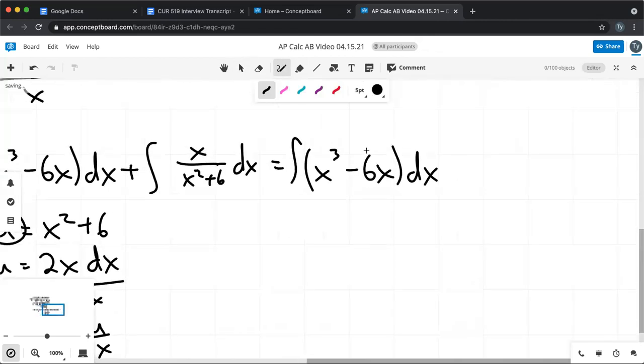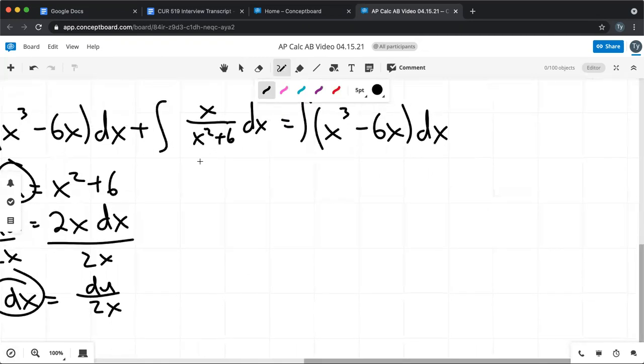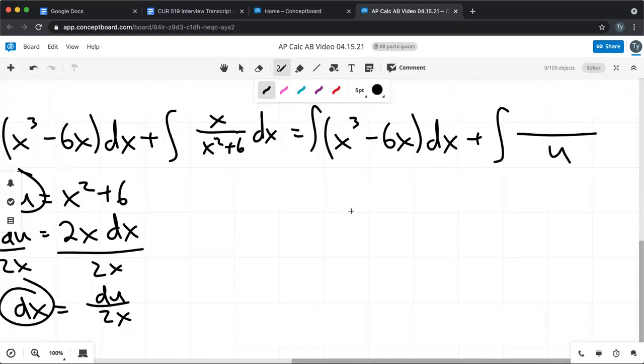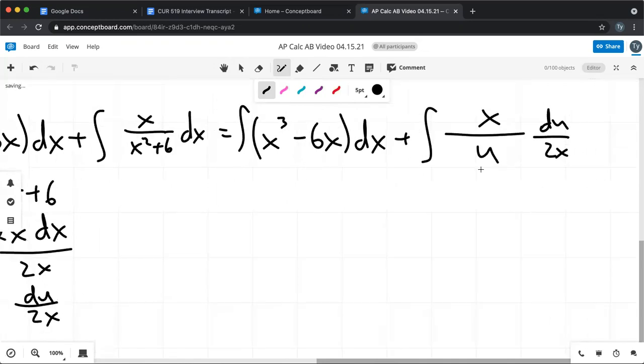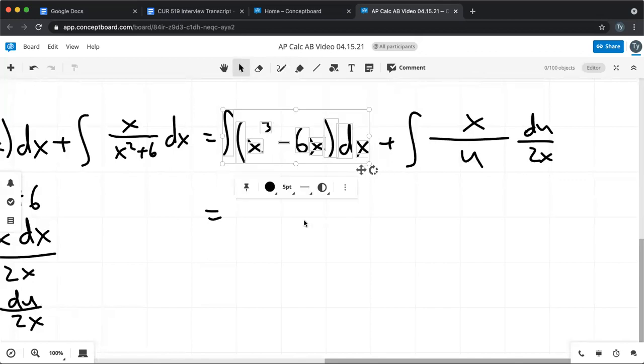So we need to rewrite it. But now we said u was x squared plus 6. So I'm going to write u in the denominator. And then dx was du over 2x. So I'm going to change dx to du over 2x. And I still have the x in the numerator. Okay. At this point, again, we have this same term. We didn't do anything with it yet.